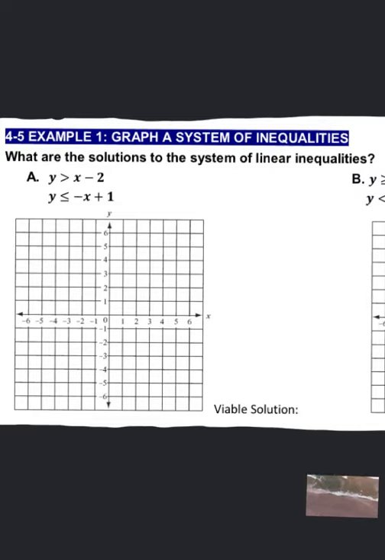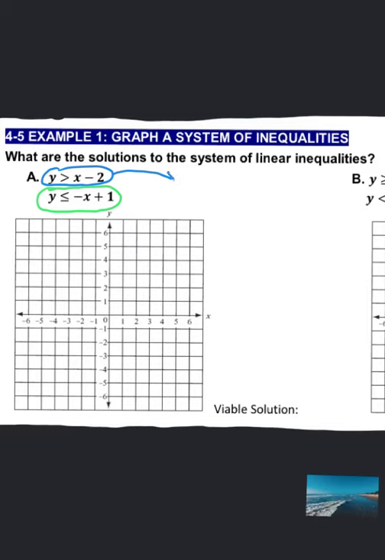Okay, example 1, graph a system of inequalities. It says, what are the solutions to the system of linear inequalities? So I'm actually going to color code these. I'm going to make this first inequality blue and the second inequality green. Let's first graph the blue one.